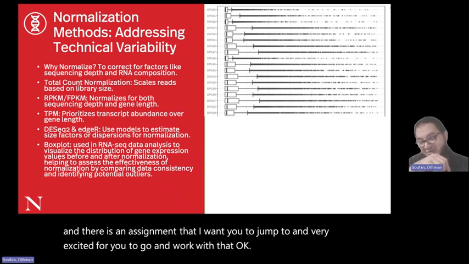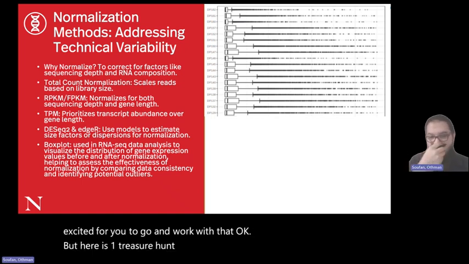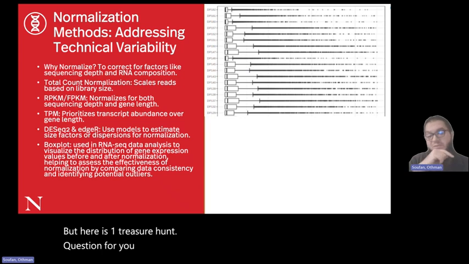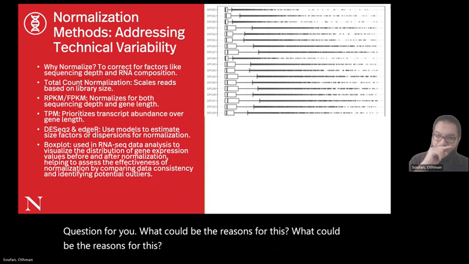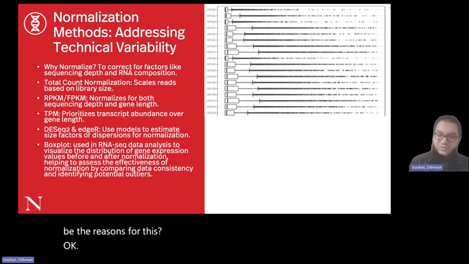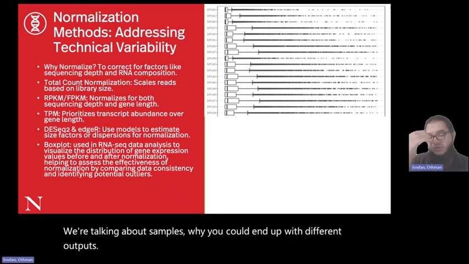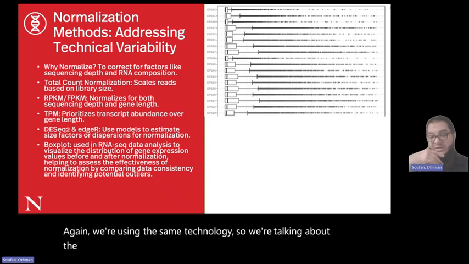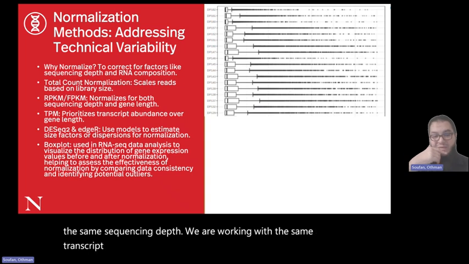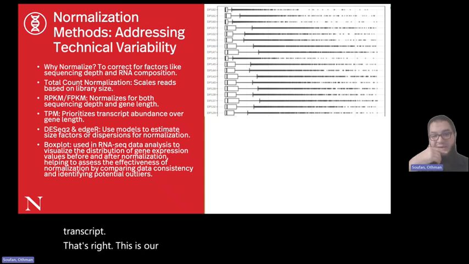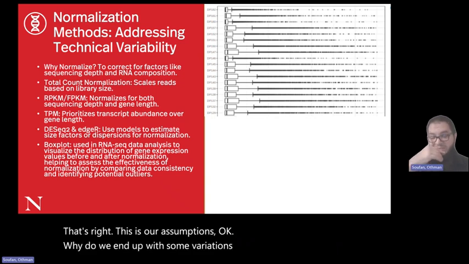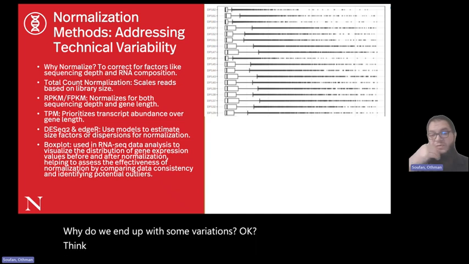But here is one treasure hunt question for you. What could be the reasons for this? We're talking about samples that end up with different outputs. Again, we're using the same technology, so we're talking about the same sequencing depth. We're working with the same transcript length. These are our assumptions. Why do we end up with some variations? Think about it and share with me your answer.